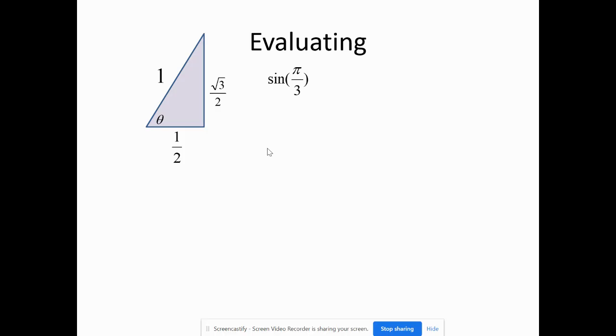Okay, so if I'm finding sine, I know sine is opposite over hypotenuse. So I know sine of pi over 3 is opposite over hypotenuse. Well, dividing by 1, the answer is just root 3 over 2. That's the answer to sine of pi over 3. I drew my triangle. I did SOHCAHTOA.